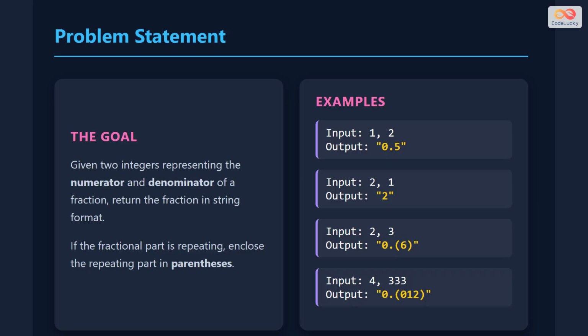Here is the challenge. You are given two integers, a numerator and a denominator. Your task is to return the fraction in string format. If the fractional part repeats indefinitely, you must enclose the repeating part in parentheses. For example, 1 divided by 2 is simply 0.5, but 1 divided by 3 is 0.repeating 3, which we write as 0.(3).